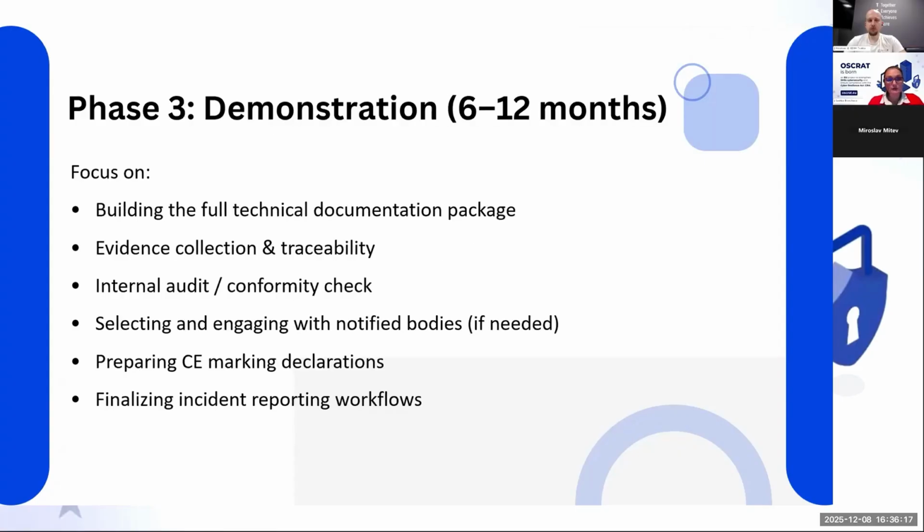And the third phase answers the golden CRA question: can you prove it? This phase is where you gather every document, every test, every update, every risk assessment into a complete technical file. This phase ends with preparing the CE marking packages and finalizing incident reporting workflows.